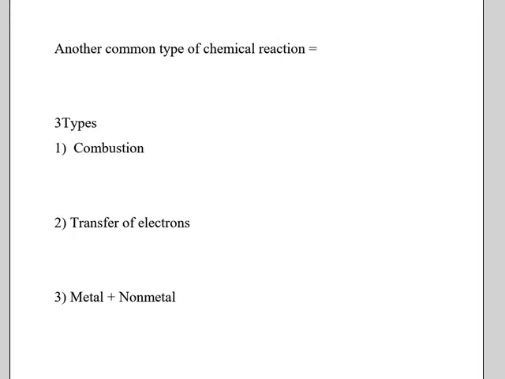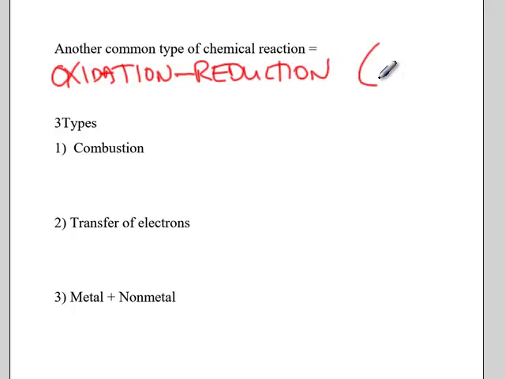Not every reaction falls in the category of double displacement or metathesis. Another very common type of chemical reaction is an oxidation reduction reaction, which is usually simplified to be called just the redox reaction. And there are three types of redox reactions for you to be aware of.